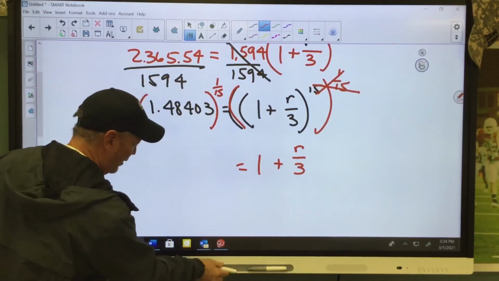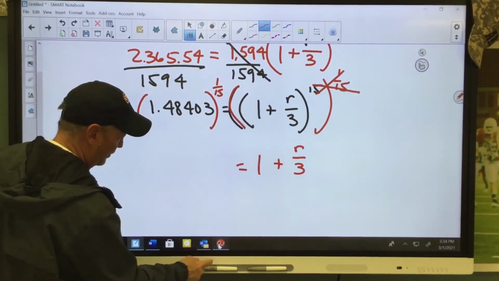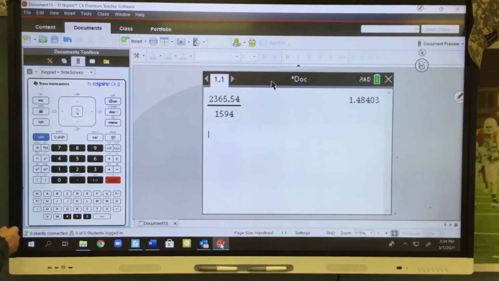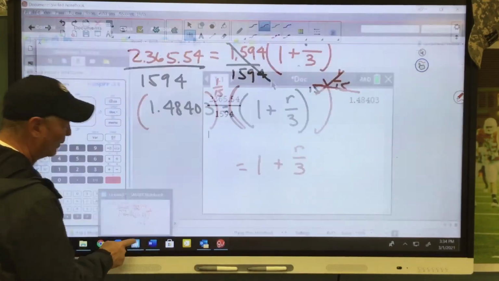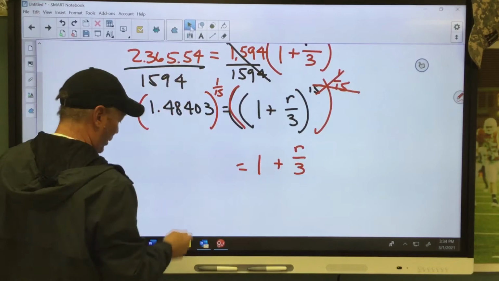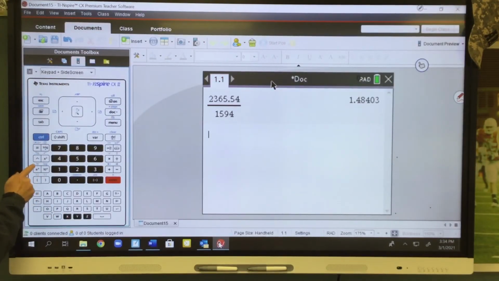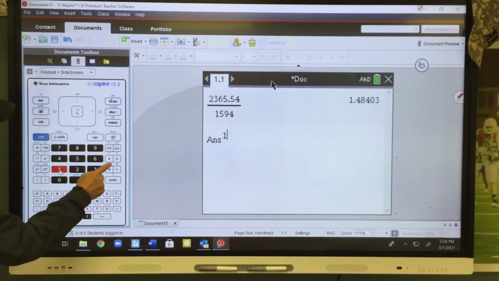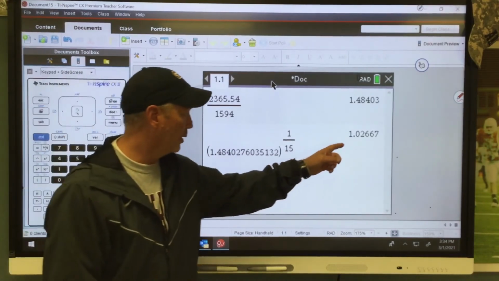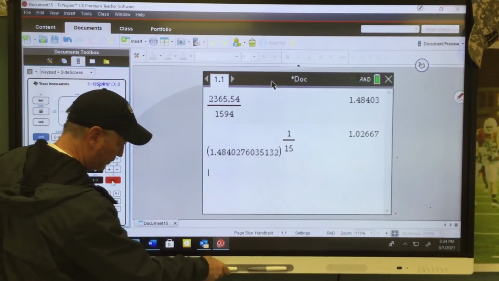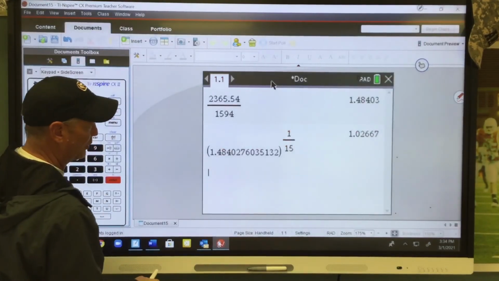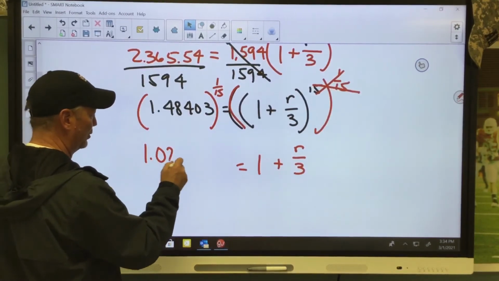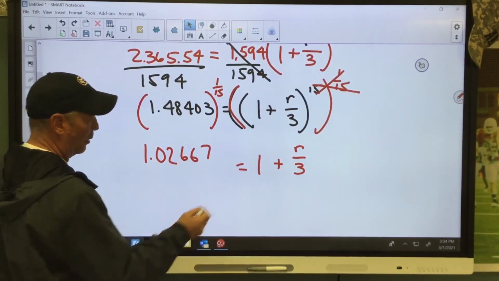We'll put this in our calculator. We're going to take our answer and raise the power to 1 divided by 15, and we're going to hit enter, and that's going to give us 1.02667. We're going to subtract 1.